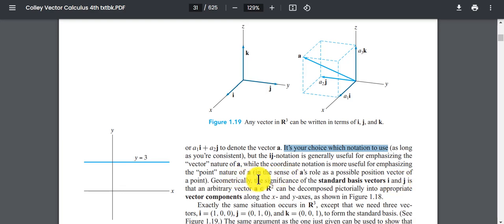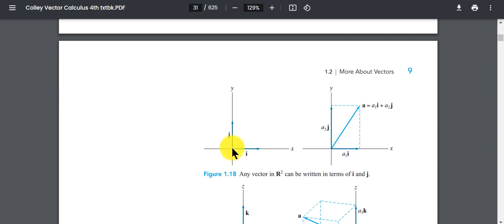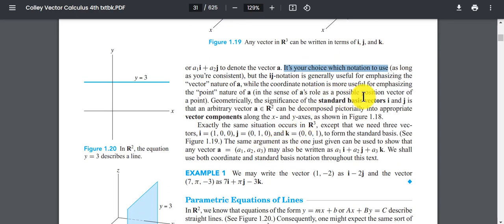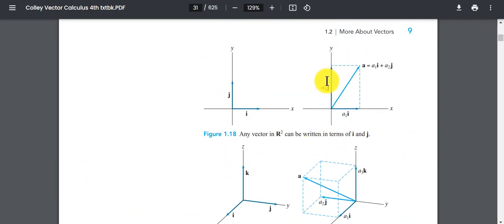Okay, geometrically, the significance of the standard basis vectors I and J is that an arbitrary vector A can be decomposed pictorially into appropriate vector components along the x and y axes, as shown in figure 1.8. So we did that already. We already said that we can do this. Okay.